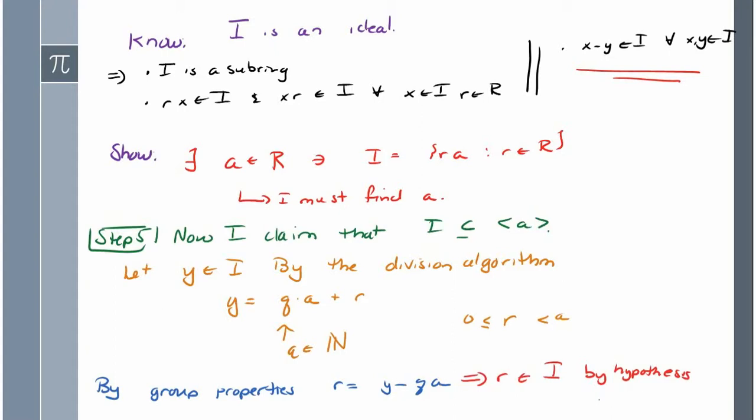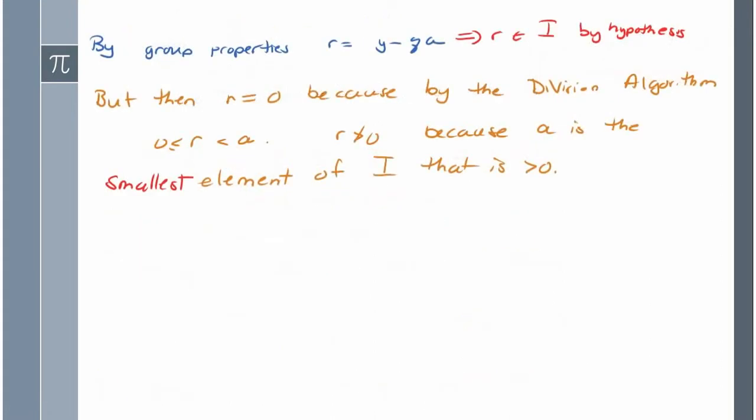Then R belongs to I by the hypothesis that I have double underlined over at the top up here. But then R must be 0, because by the division algorithm, we have that R is restricted between 0 and A. And R cannot be strictly positive, because A is the smallest element of I that is positive. So there cannot be another element of I that is also positive that's smaller than A. So that forces R to be 0.